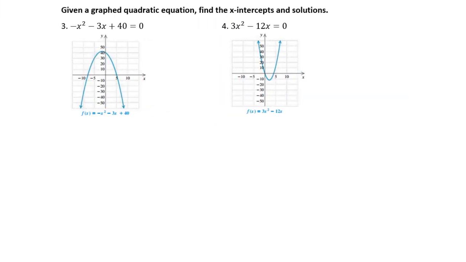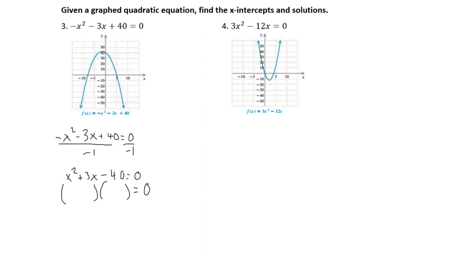All right, so we're going to do the same thing here. We're going to start with that negative x squared minus 3x plus 40 and set that equal to 0. Divide out that negative 1, and we get x squared plus 3x minus 40 equals 0. And two numbers that multiply to give you negative 40 and add to give you a 3. It looks like one of them is going to be a 5, and maybe that's an 8 over there. So (x plus 8)(x minus 5).